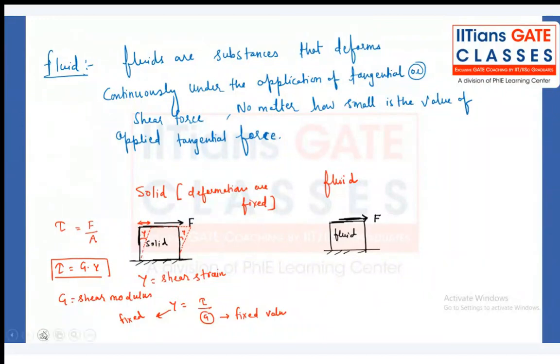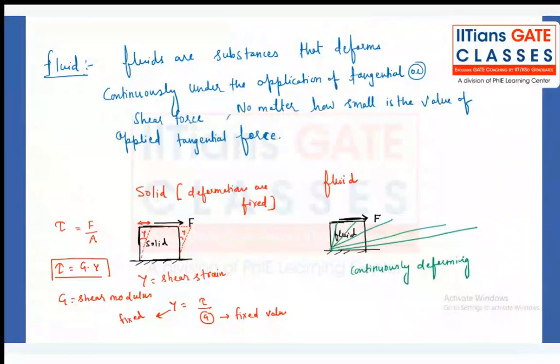But my dear friend, in the fluid, what is happening? The same fluid, whatever the fluid you have taken, if you just apply the same tangential force, the fluid will be deforming continuously. Continuously, it will start deforming, right? Now the question is why it is continuously deforming? Because there is no fluid property called shear modulus or something like that. And this continuous deformation only we call the fluid flow has begun.